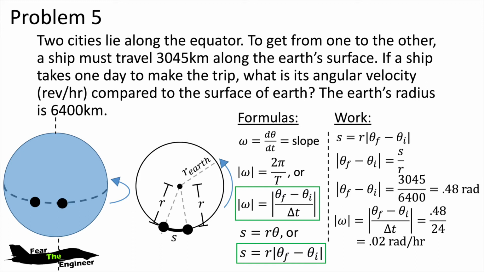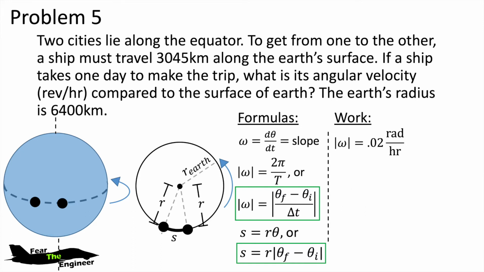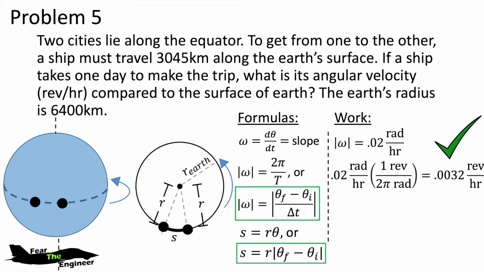We're almost done. The problem asks for the answer in revolutions per hour, so we need to convert radians to revolutions. 1 revolution equals 2 pi radians. And since we want revolutions per hour, revolutions needs to be on the numerator. So we multiply by 1 revolution over 2 pi radians. That gives an angular velocity of 0.0032 revolutions per hour. Let's move on to the next problem.